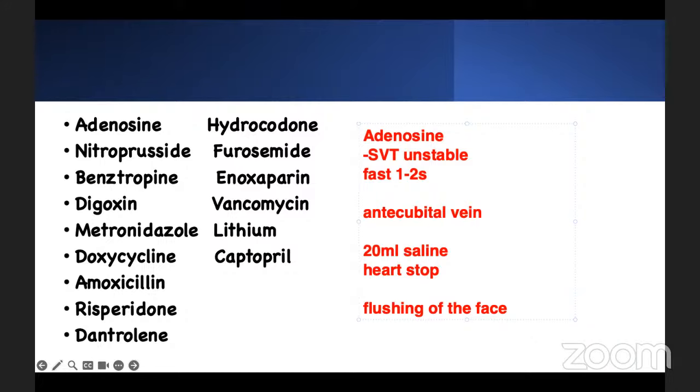Know that it's for SVT, you have to give it very fast, 1 to 2 seconds, no more than 3 seconds. So quick in the antecubital vein and flush it with 20 cc of saline. The patient's heart is going to stop. You see a flat line, and that is going to break the SVT. How much dose do you give? You give 6 milligrams. If it doesn't work, then you give 12, the second dose.